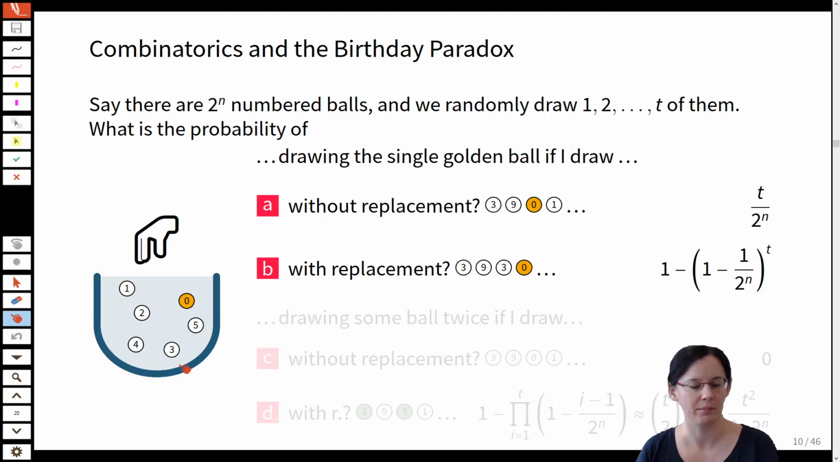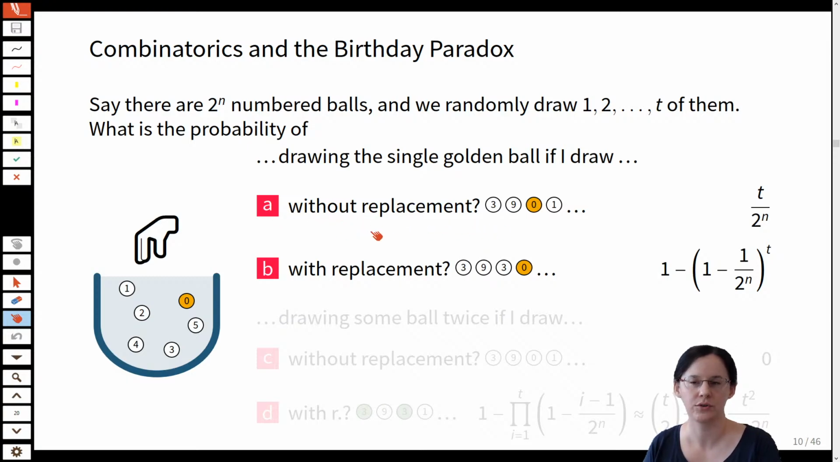So we have a bowl which has a number of numbered balls inside, which all have different numbers. And we're grabbing a handful of them and looking at the result. So in total, there are 2 to the power of n balls in there, and we are drawing t of them. And the first 2 questions we can ask is, assume that one of the balls in there is a golden ball. Now, what is the probability that in the t balls that we pick out, there is the golden ball among them, if we are drawing without replacement?